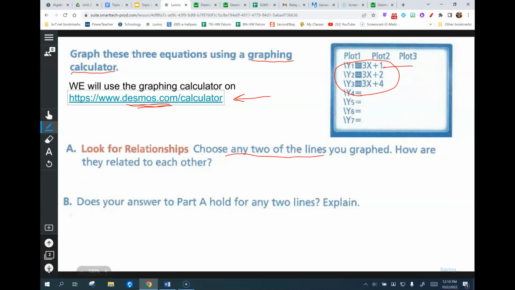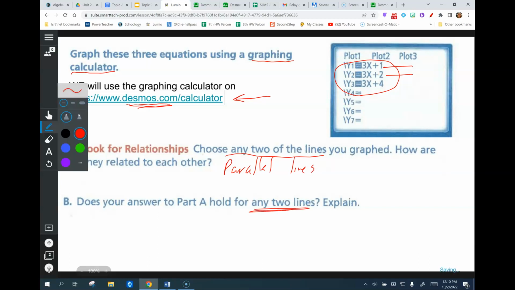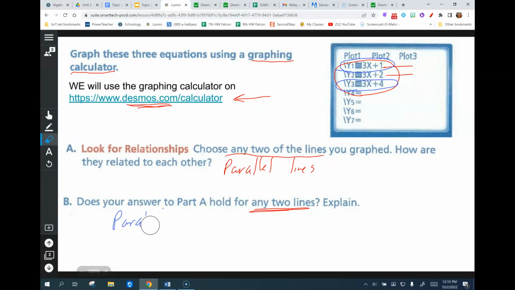Okay, so let's say that you chose y equals 3x plus 1 and y equals 3x plus 2, your blue and your green line. Now again, your line colors might be different than mine, don't worry about that, but you had 3 different colors. Okay, what do you notice about them? That's right, these are parallel lines. Okay, so does your answer to part A hold for any of the two lines that you see? So let's say that I took the first line and the last line. Are they still parallel? Yes, they are. Now, I want you to look at those parallel. Sorry, I misspelled that. Okay, they're all parallel.